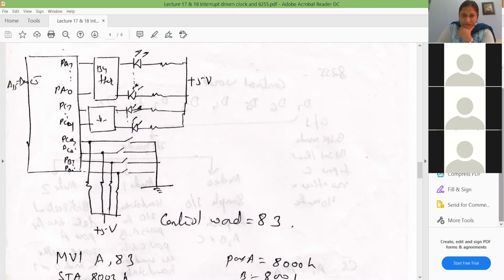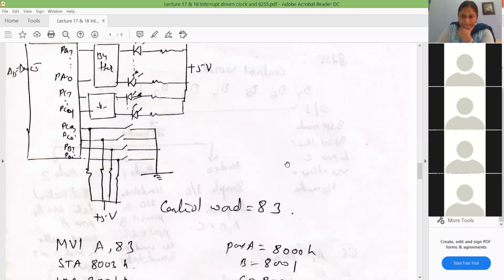Sakshi, is there some problem with your mic? No ma'am, one more time. Then tell it again.